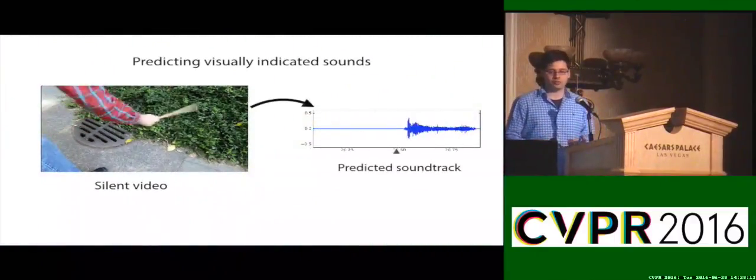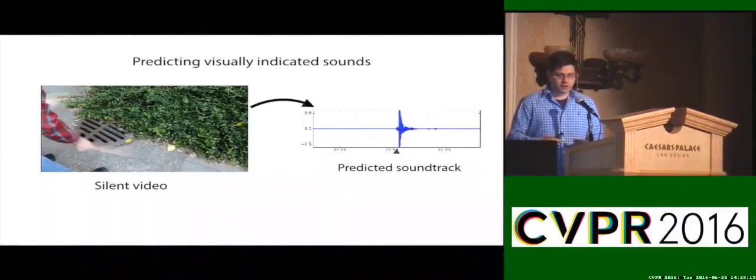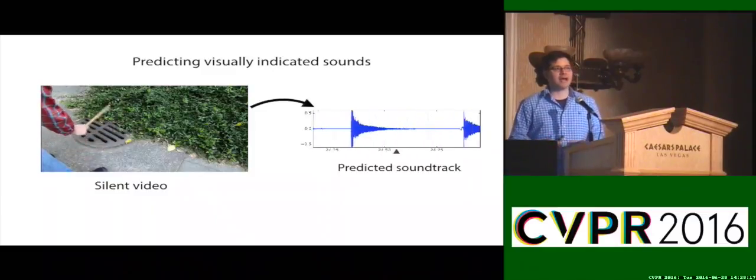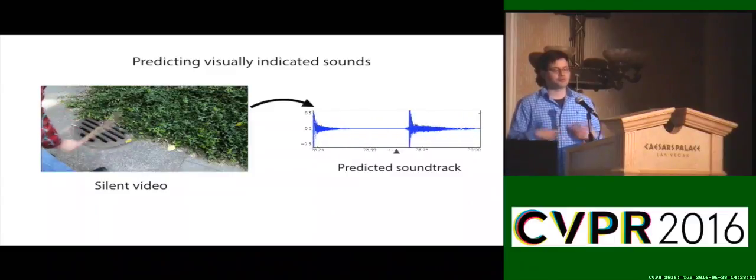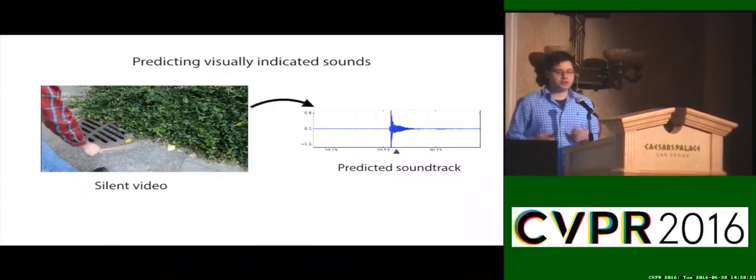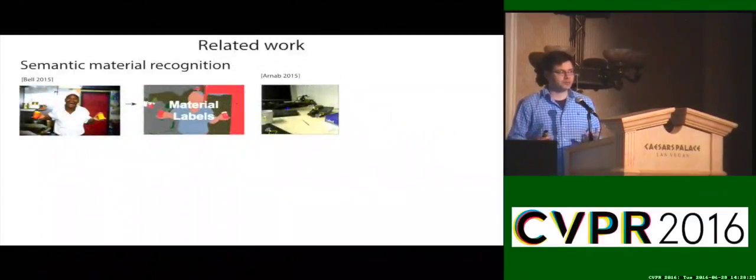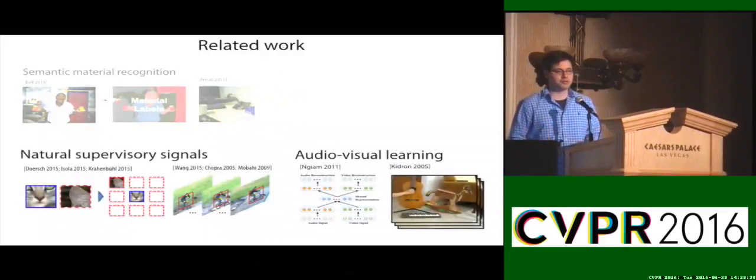The idea is that by training an algorithm to predict sounds that are visually indicated by actions in videos, then it'll implicitly have to know something about the world. In particular, this is a material understanding problem, because in order to produce the right sound, you need to know what materials are being interacted with. But unlike traditional material recognition, we don't explicitly tell our algorithm about materials. It just has to learn about them by finding patterns in the audio-visual signal.